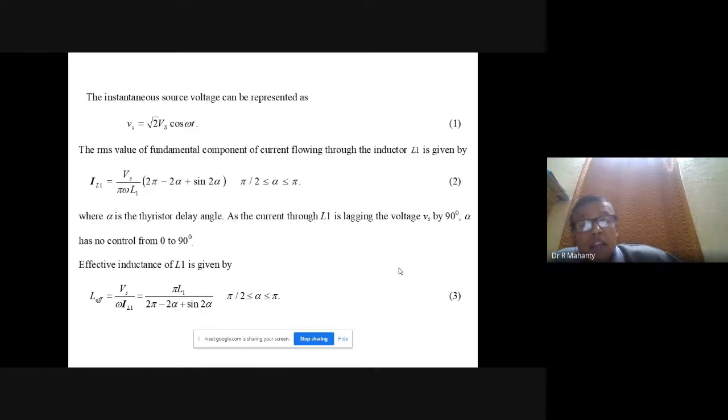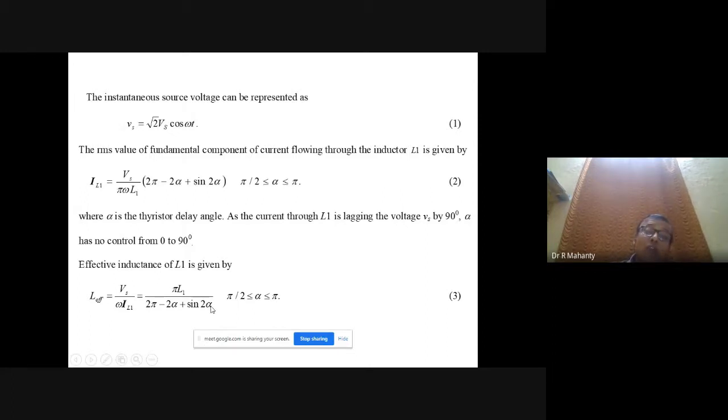And the effective value of inductance L1 is given by L effective equal to Vs divided by omega IL1. And if you put this value of IL1 here, you will get L effective equal to pi L1 divided by 2 pi minus 2 alpha plus sine 2 alpha, where alpha is between pi by 2 and pi. So in this equation, if you vary the value of alpha, the value of L effective, that is the effective value of inductance, will change.